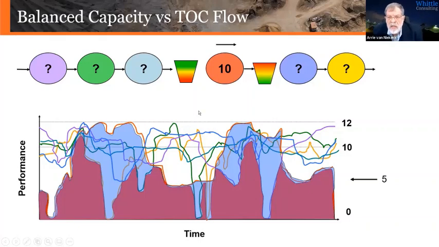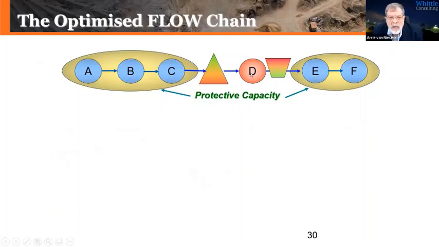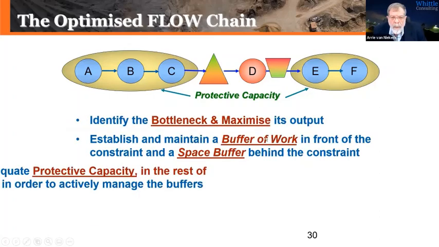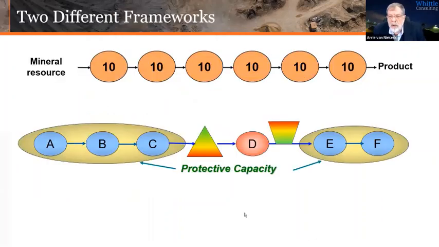So here's the new design. You must know where your bottleneck is. There must be a buffer of work in front, space buffer behind. Everything else must have spare capacity. So this is the difference that we're talking about. The top one is bottle 1 and the next one is bottle 2. And this is the significant shift that we have in production flow chains.